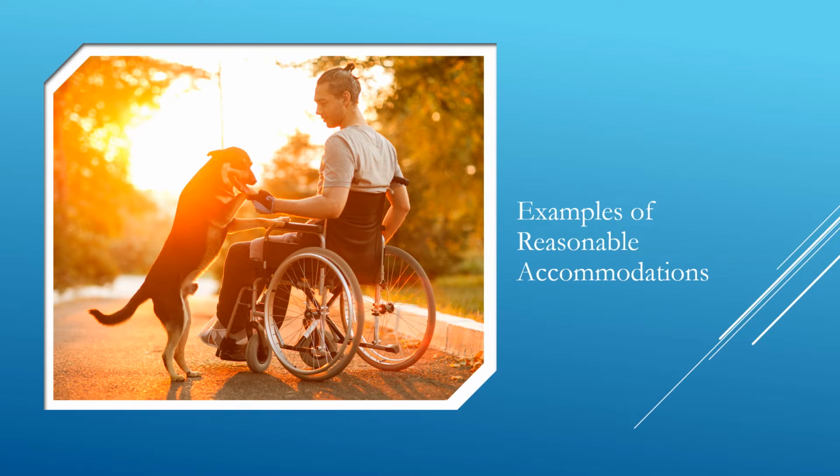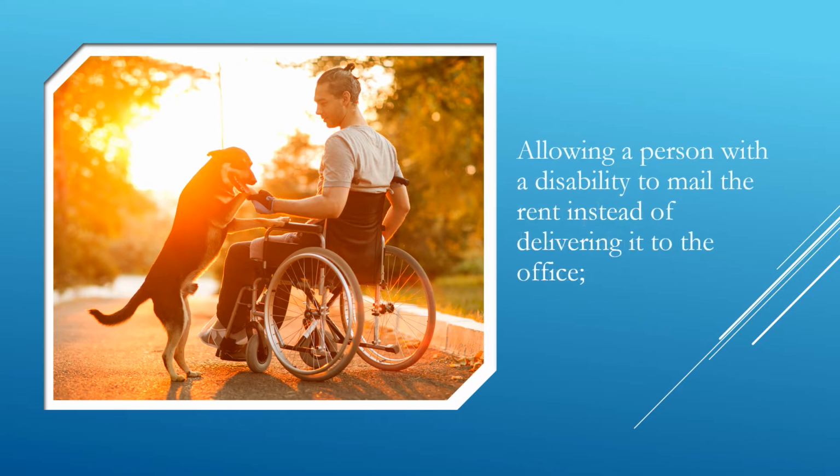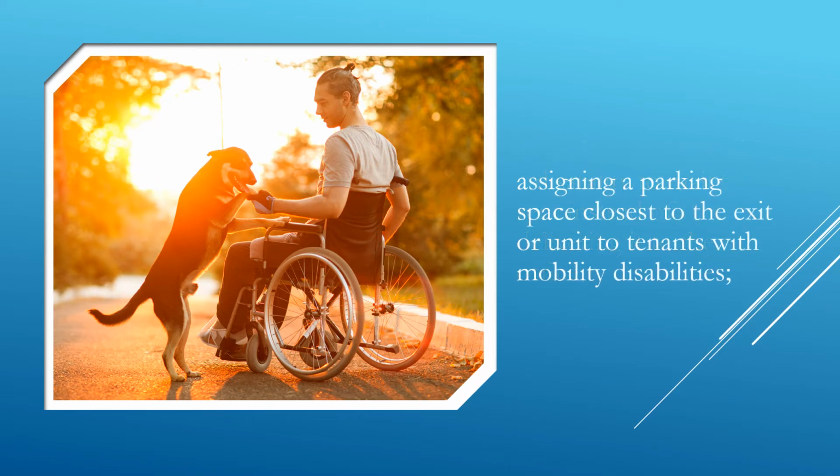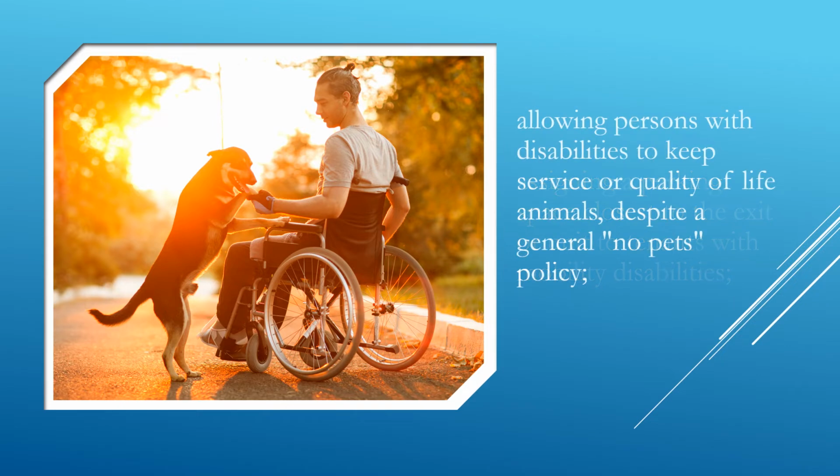Examples of reasonable accommodations: allowing a person with a disability to mail the rent instead of delivering it in person to the office, or assigning a parking space closest to the exit or the unit to tenants with mobility disabilities, or allowing persons with disabilities to keep service or quality of life animals despite a general no pets policy.